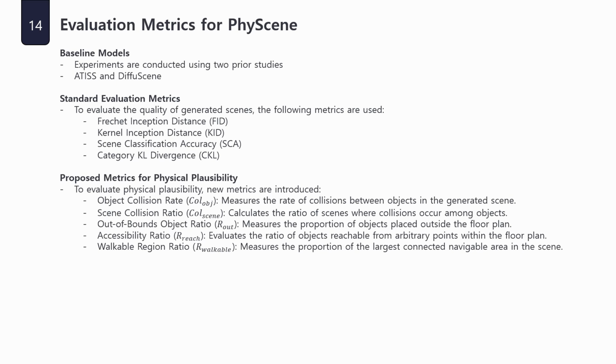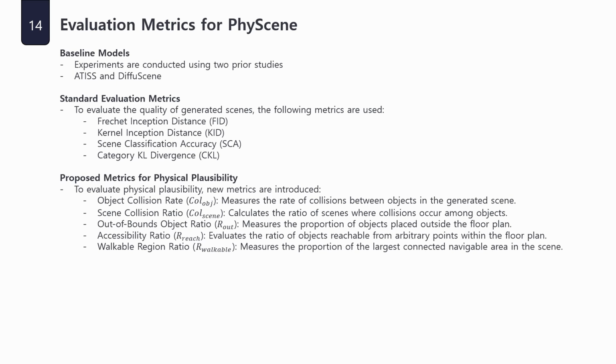To evaluate the quality of the generated results, the same metrics as in previous studies are used: Fréchet inception distance, kernel inception distance, scene classification accuracy, and category KL divergence. Additionally, the author proposed new metrics to evaluate physical plausibility. First is collision ratio, which measures the proportion of object collisions in the generated scene. Second is scene-wide collision ratio, which measures the proportion of generated scenes where object collision occurs.